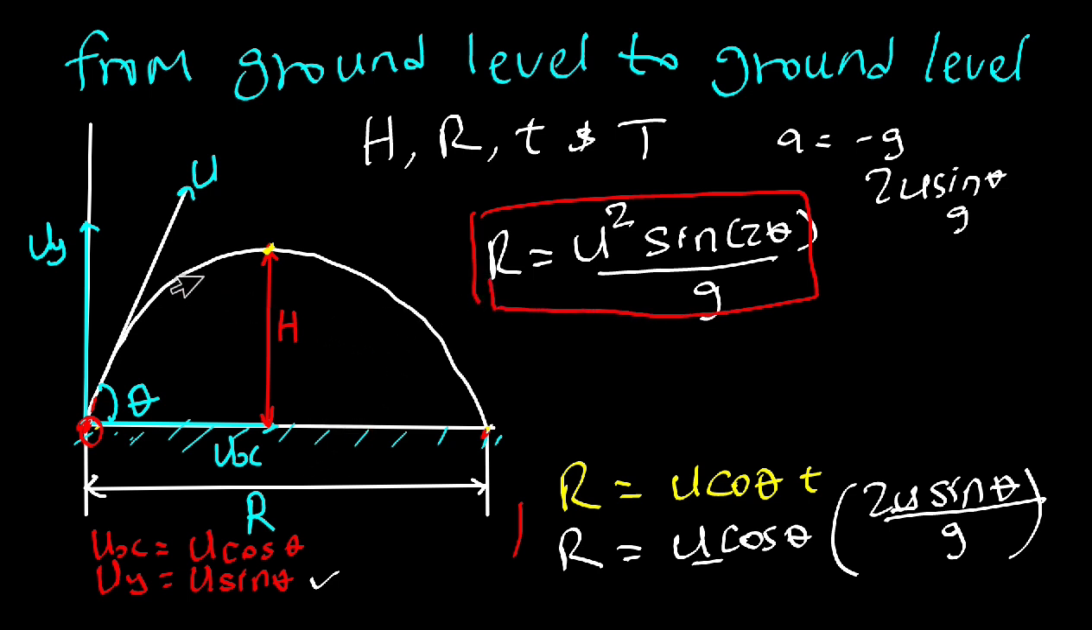Initially I told you that the vertical component of this velocity is what determines the maximum height, the range, and the time of flight of this projectile. But then it happens that the horizontal component of this velocity also contributes to the range, as you can see in this derivation of the equation for range. So both the vertical component of the velocity and the horizontal component determine the range of a projectile, in this case from ground level to ground level.